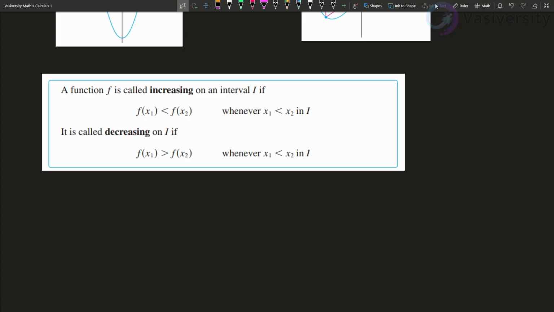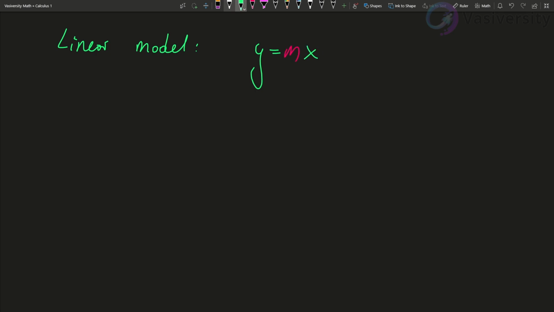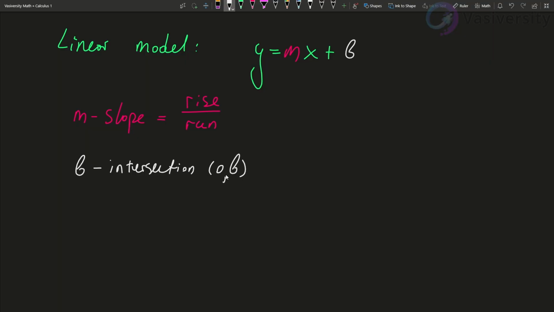So we also learned linear models in algebra. Linear models are based on linear equations. The linear model is y equals mx plus b. In this case, m we call the slope, and that is rise over run. Meanwhile, b is the intercept, specifically 0 comma b. When x is equal to 0, we are intersecting the y-axis.